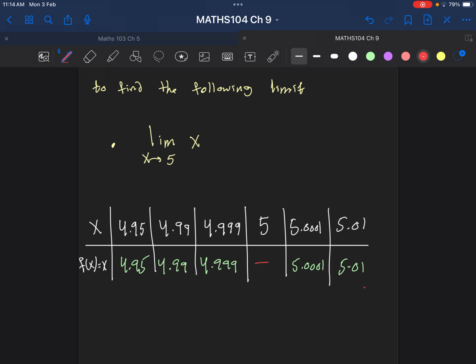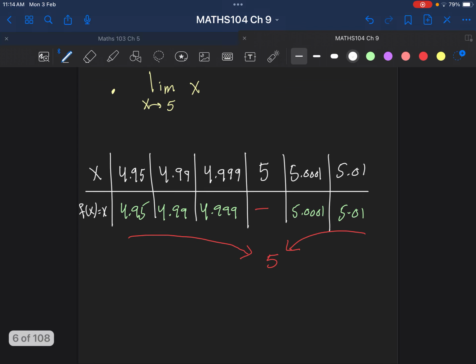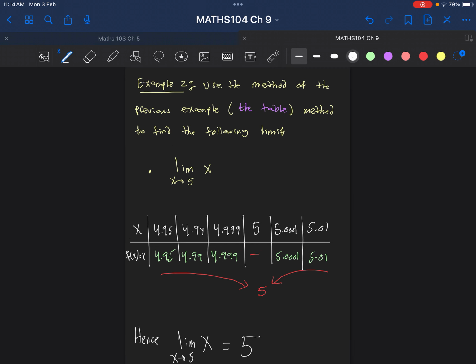Now let's check the approach. If we go from this side, those numbers will go to 5. If I go from this side, this number also goes to 5, which means the limit as x goes to 5 of x will be exactly 5. That means substituting directly, x equal to 5, will give me an answer because I don't have 0 over 0. And that's example number 2, where we need to make the table.